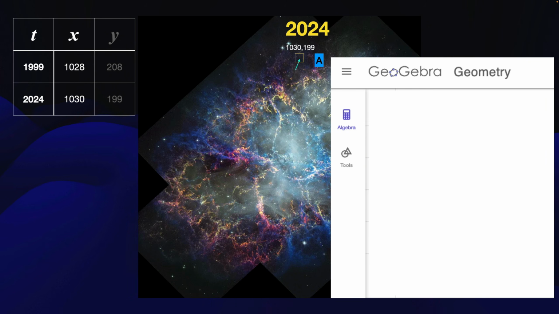So let's just start off with x. We're going to say x is changing over time. So let's take a look. The change of time is 25 years. So our delta t is 25, and our delta x is just a mere 2 pixels, which is kind of funny. It's moving 2 pixels in 25 years.